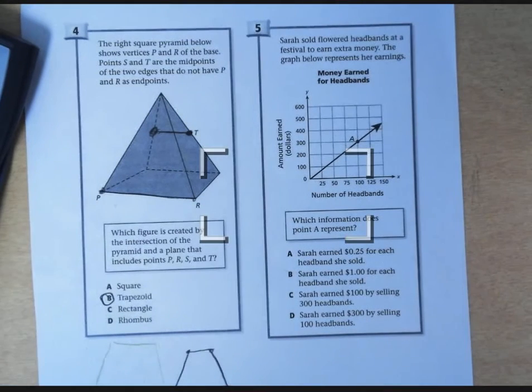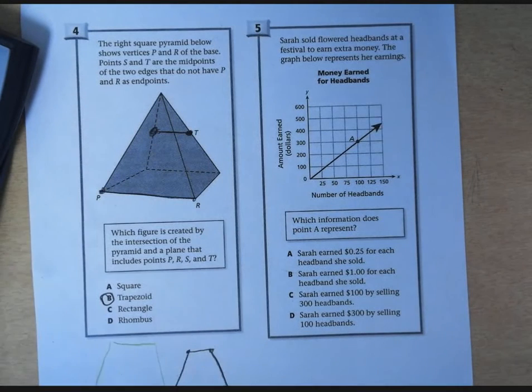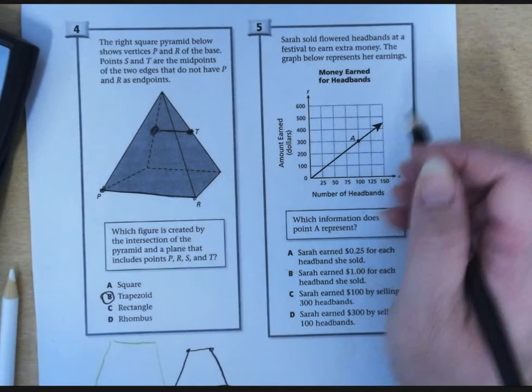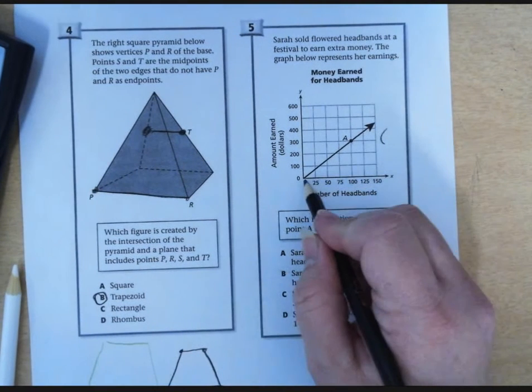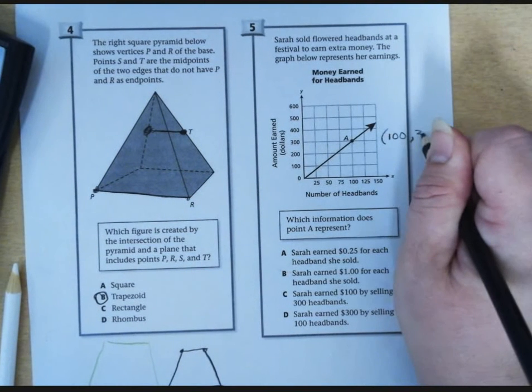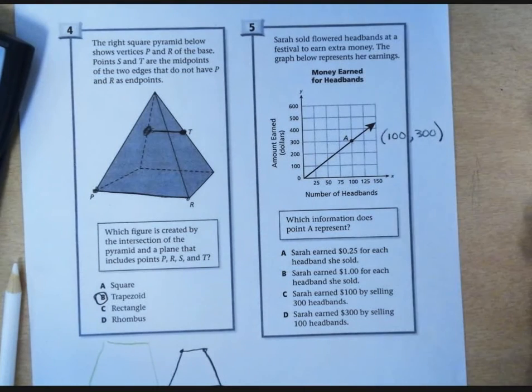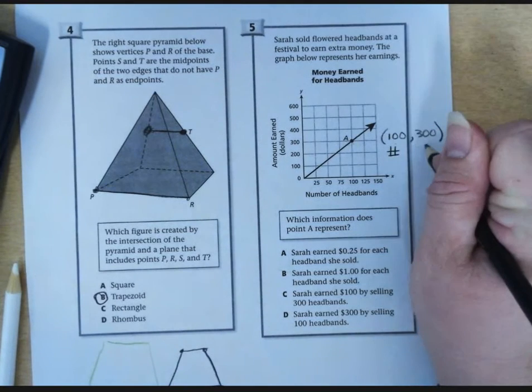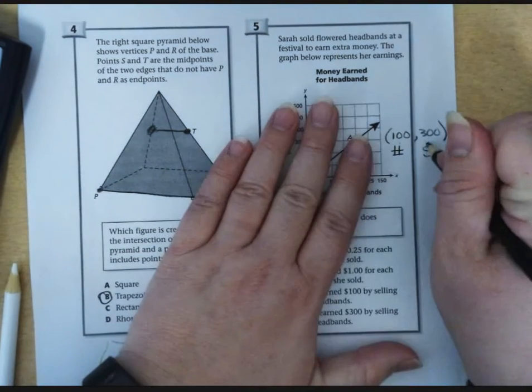Number 5, Sarah sold flowered headbands at a festival to earn money. The graph below represents her earnings. Which information does point A represent? So I'm going to look at the graph and look at where point A is. And I see that if I wrote this as an ordered pair, it would be 100, 300. Now, the 100 is the number of headbands, and the 300 is the number of dollars.